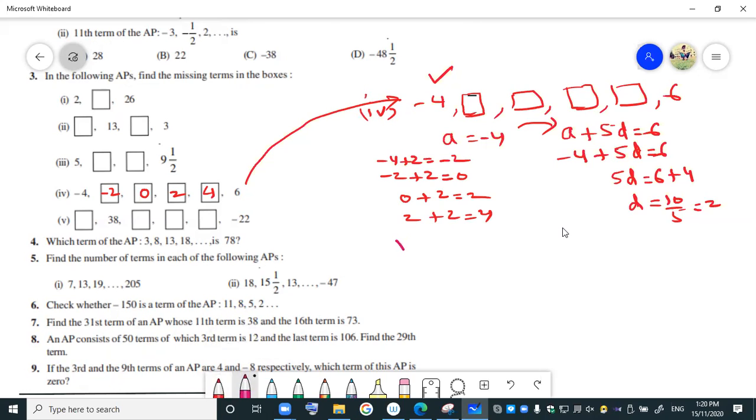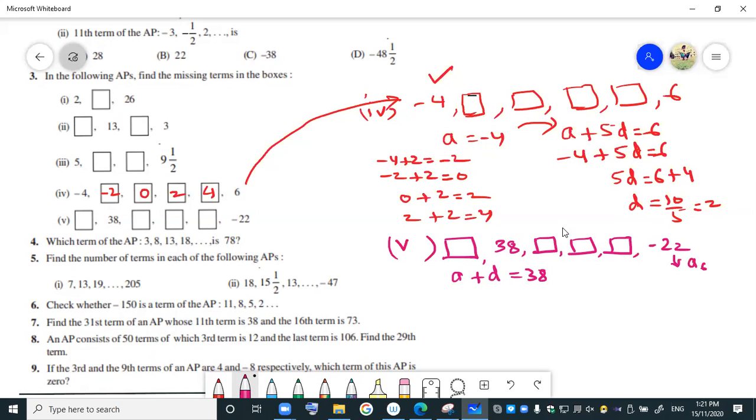In the 5th one also some terms are missing. So if you are given any 2 terms, you can find any term. Here the second term is given, third is missing, fourth is missing, fifth is missing, and sixth is given. The second term is a plus d. Just remember, a plus d is the second term, that is 38. Then first, second, third, fourth, fifth, sixth term. This is the sixth term, a6. Sixth term is always a plus 5d. So we can write a plus 5d is equal to -22. This is equation number 1.